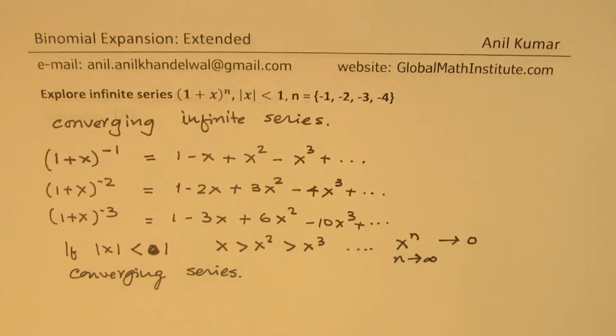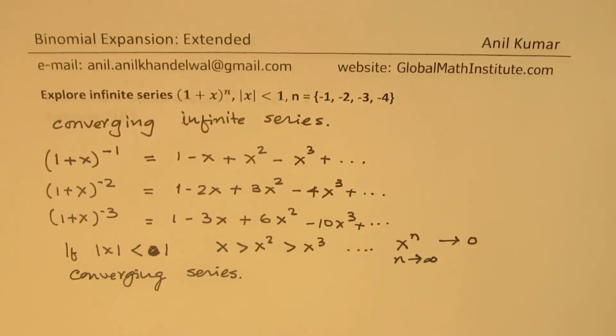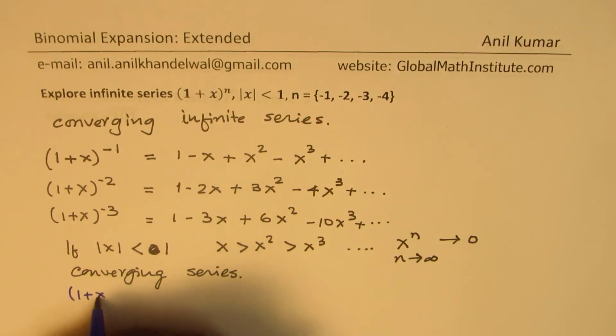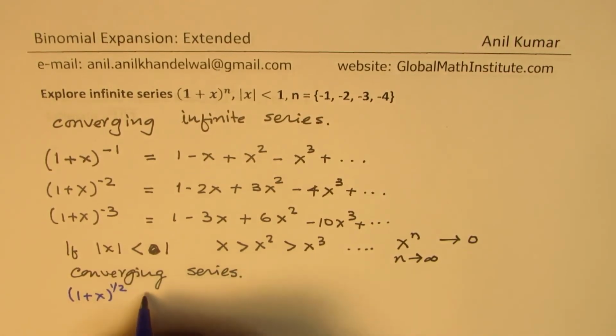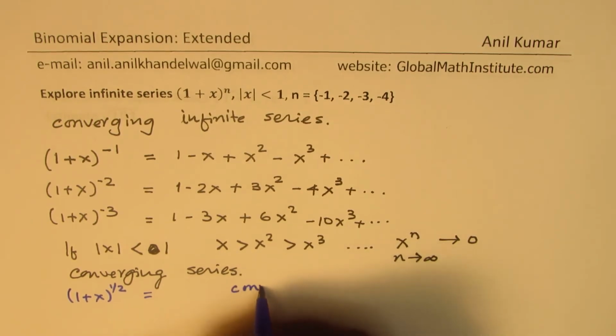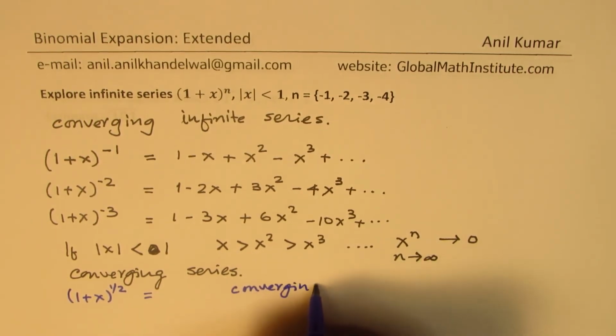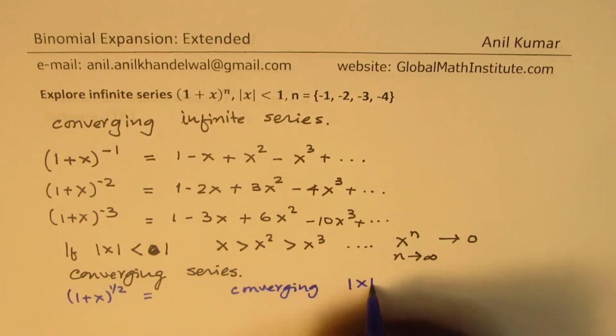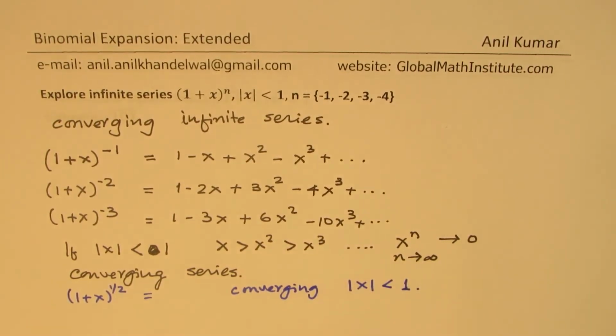So if we have negative powers, in that case we do get converging series. You can explore what happens when we have powers as rational numbers. Let's say, what is 1 plus x to the power of half, correct? So this series is also converging, provided the absolute value of x is less than 1, correct? So let's try to explore this in the next part of the video.